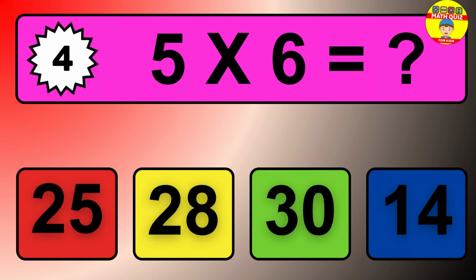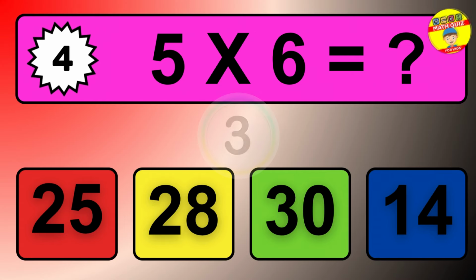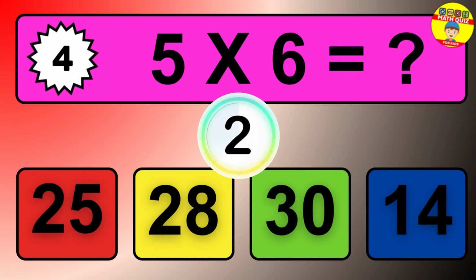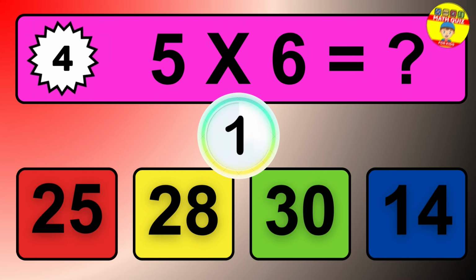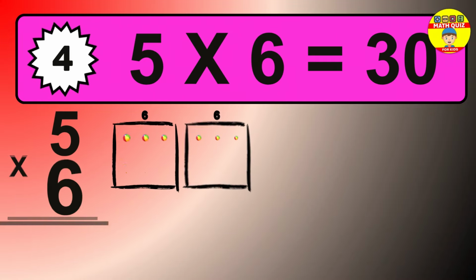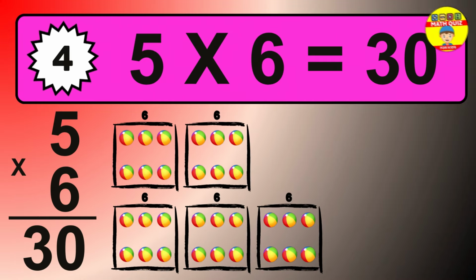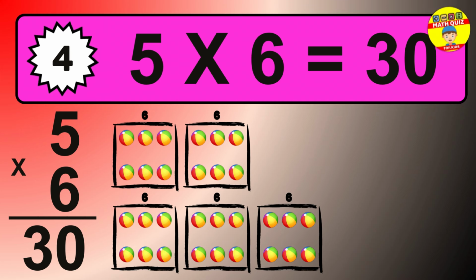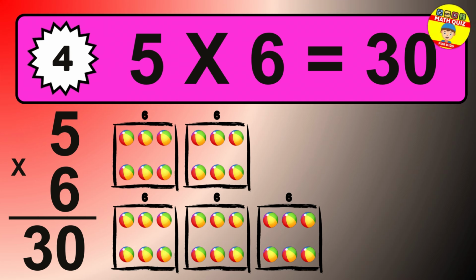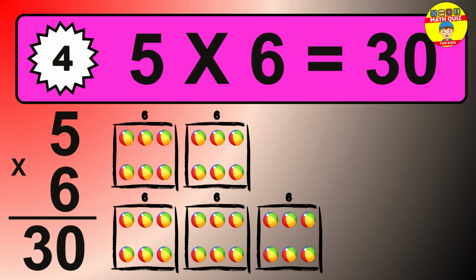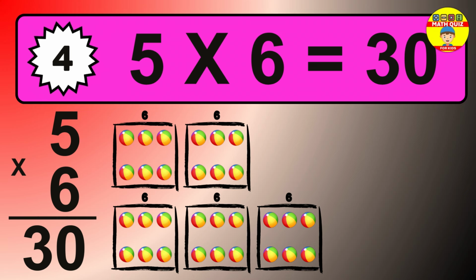Question 4. 5 times 6 equals what? So, the answer is 5 times 6 is 30. To calculate, we have 5 groups with 6 balls each one. So, how many balls do we have? 30 balls.